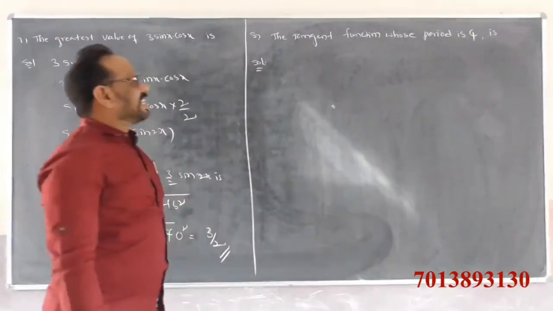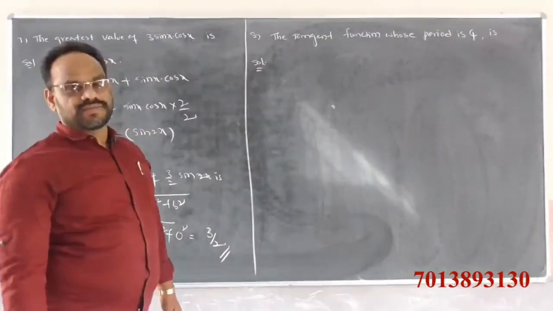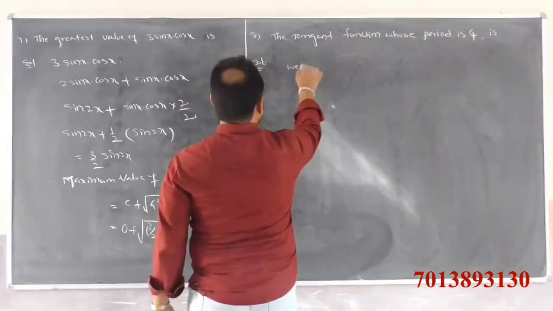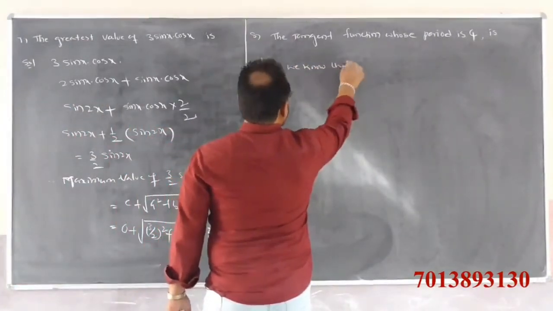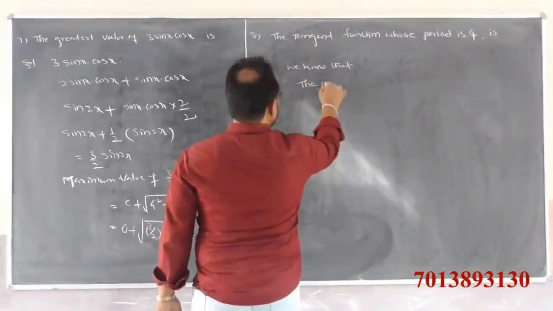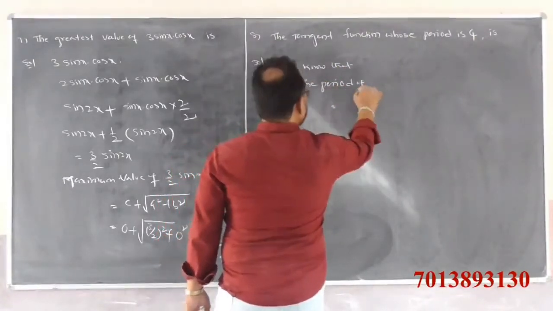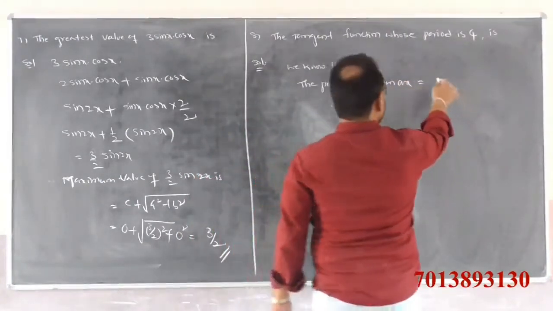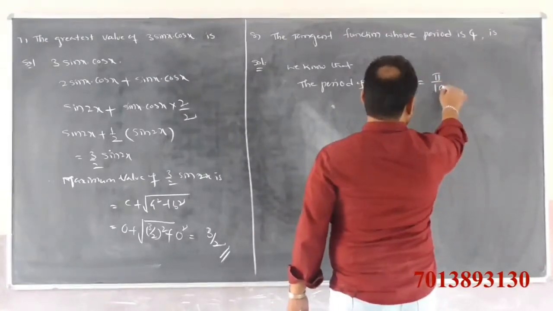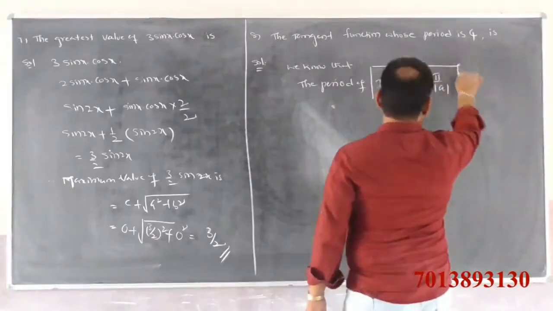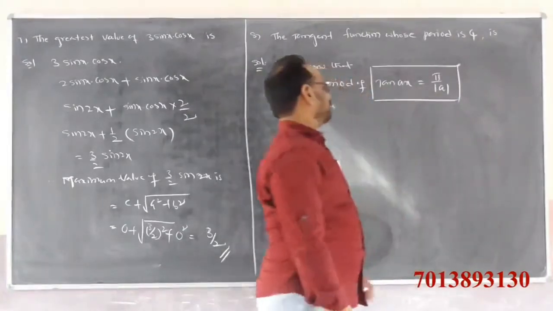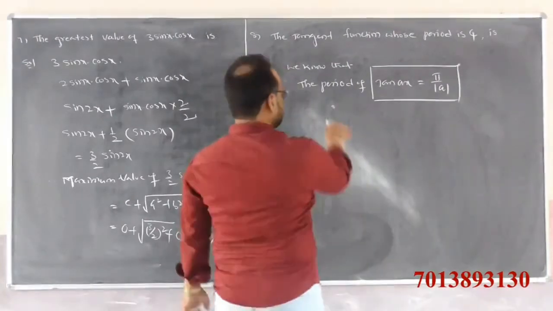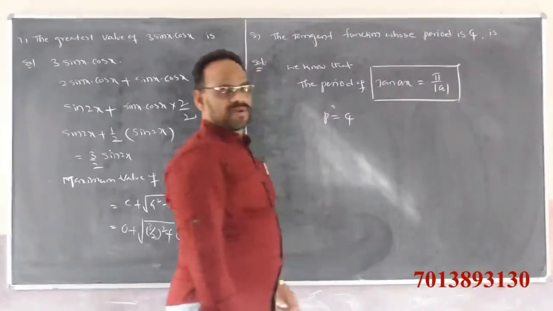8th problem. The tangent function whose period is 4. We know that the period of tan ax is clearly pi by mod a. They gave the tangent function whose period is 4. Period is 4.